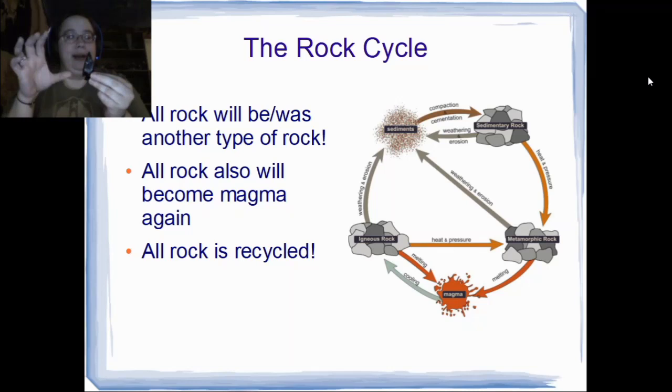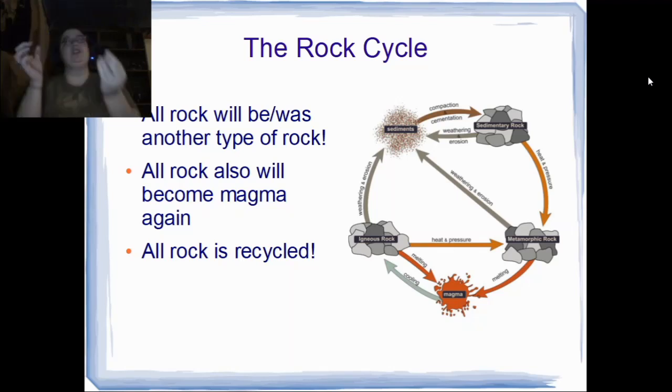So all rock is recycled. Like I said, even something that isn't a rock will eventually become recycled. This will break down over time. Just like you see sand, this will eventually become something like black sand. That's what black sand generally is: obsidian or basalt, stuff that's been weathered out over a very long time. And that will eventually become a sedimentary rock.